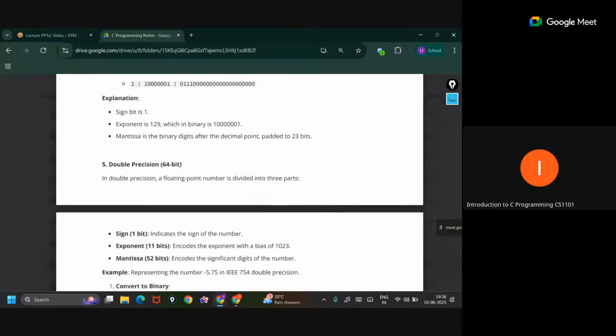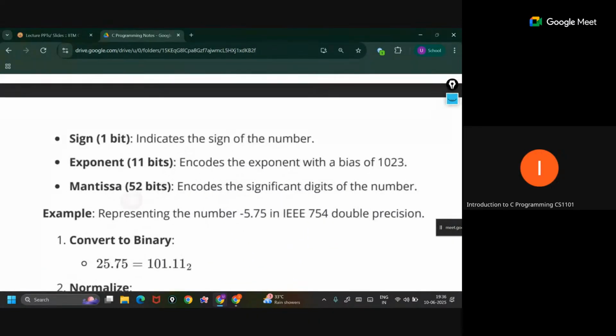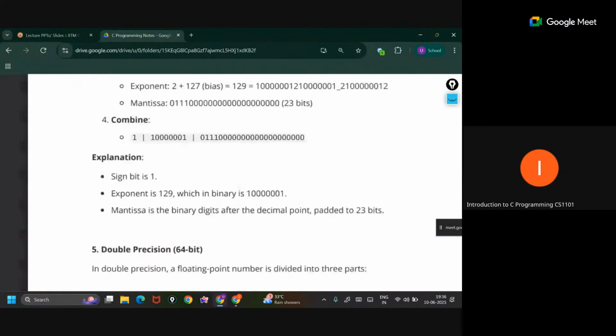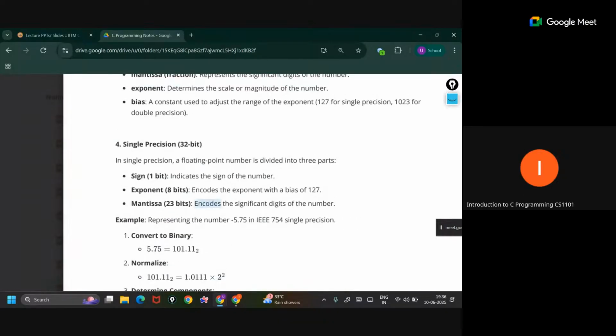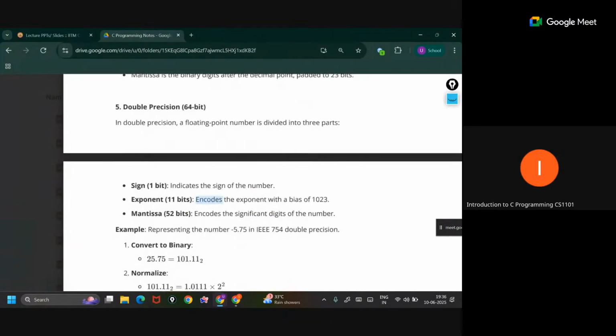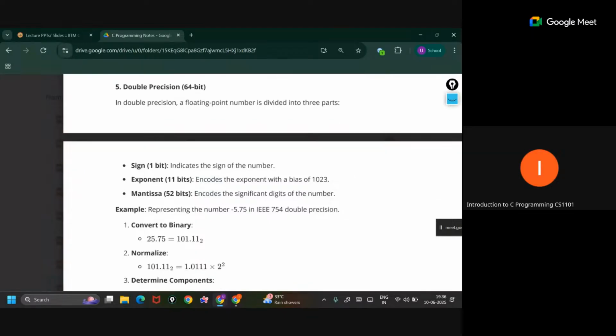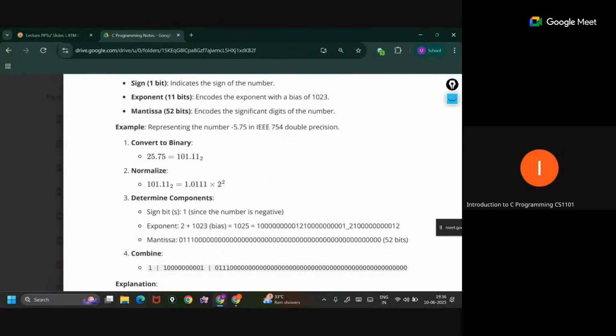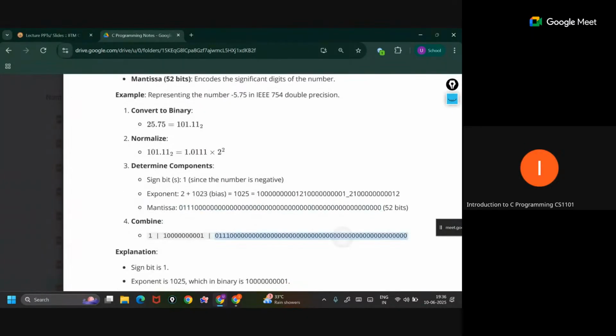Now, if it is double precision, we have to use 52 bits for the mantissa. Here you have used 23 bits, right? So 1, 8, and 23 for single precision. Here, 1, 11, and 52 bits. That's it. By that way, we are trying to show this number.